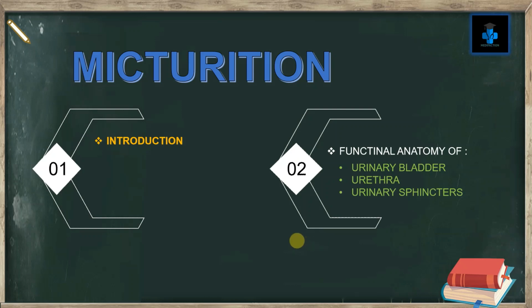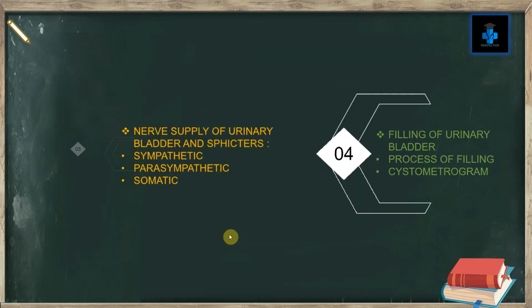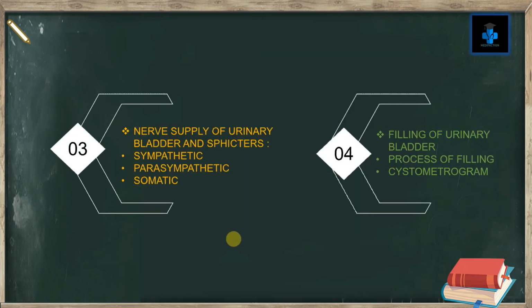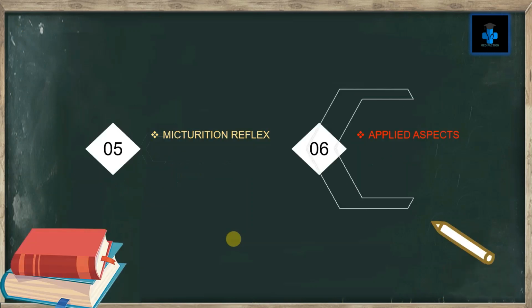So in this video, we are going to enumerate some introduction about micturition, the functional anatomy of urinary bladder, urethra and urinary sphincters, the nerve supply of urinary bladder and sphincters, that is sympathetic, parasympathetic and somatic as well. Filling of urinary bladder, that is, we are going to discuss the process of filling and cystometrogram. Also, we are going to discuss the micturition reflex and some of the important applied aspects of micturition.